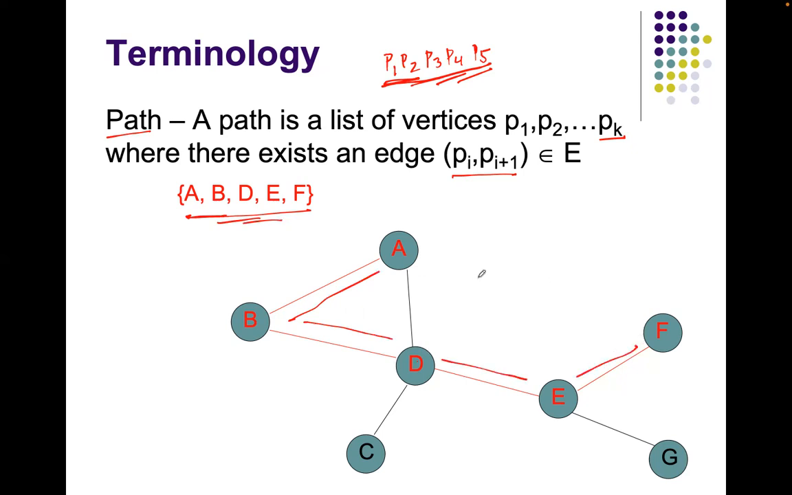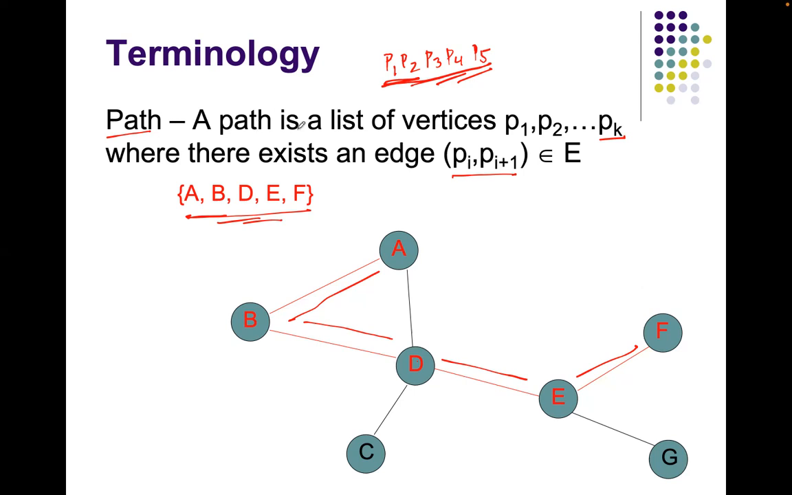A path has a source and a destination. We can say that there is a path from A to F. There is not a direct edge from A to F, but we can go from A to F by following this set of connections. We can go from A to B, B to D, D to E, and E to F. That creates a path from A to F.